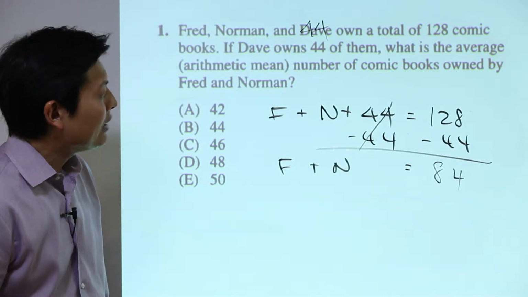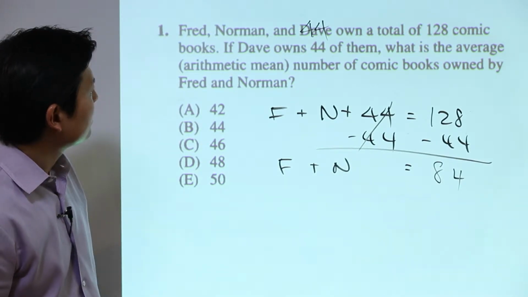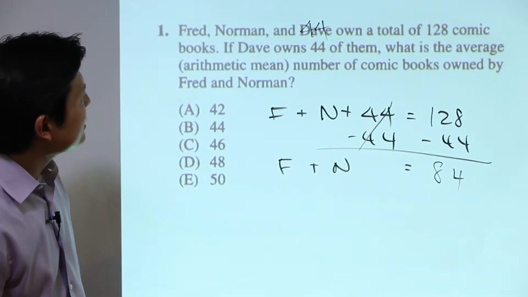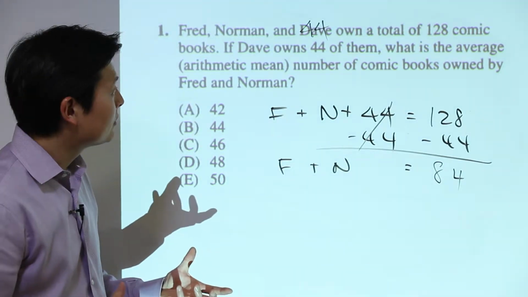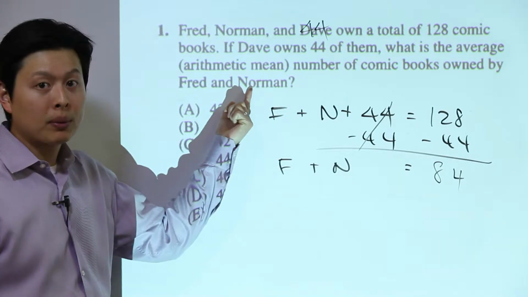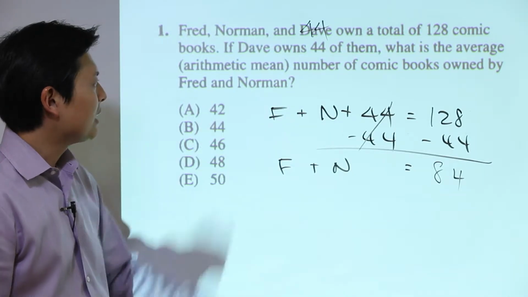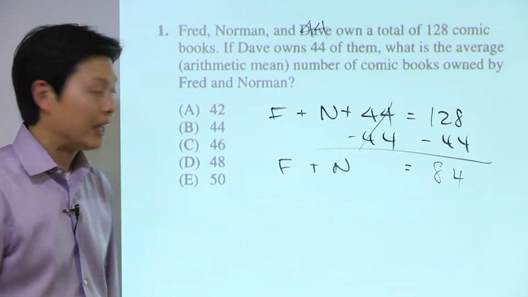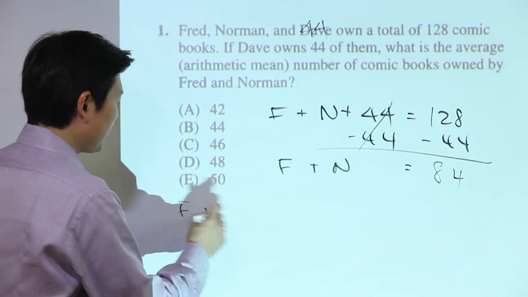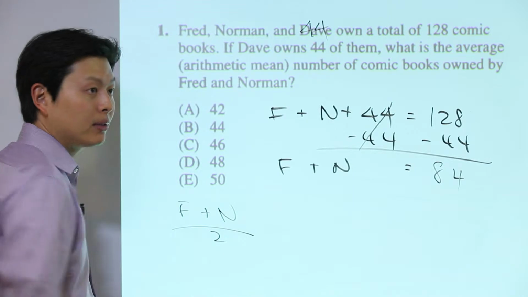So we have 84. And what are they asking for? What is the average number of comic books? The average of what? Fred and Norman is what they're asking for, right? Average of Fred and Norman. So how do you find an average for Fred and Norman? Well, you add Fred plus Norman, and you divide it by 2, right?